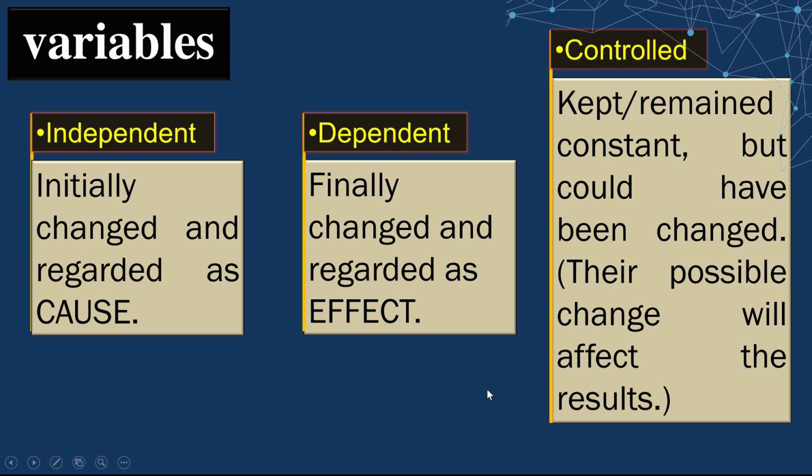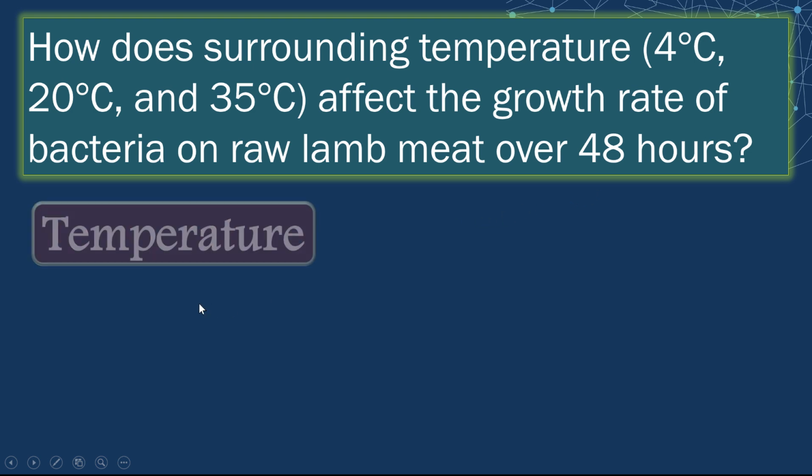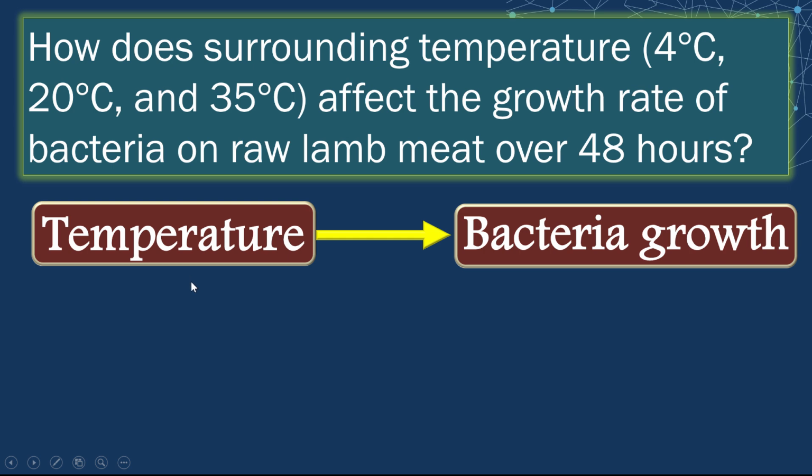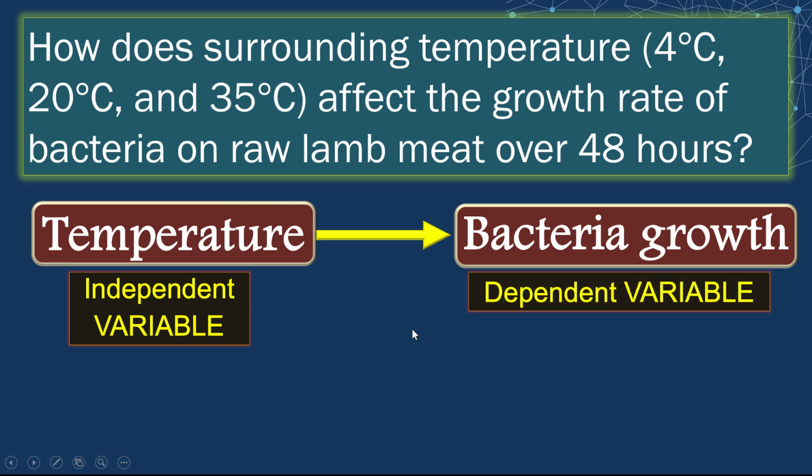Let's go over a few examples and learn them in practice. It's a biology research question. How does surrounding temperature, let's say 4 degrees Celsius, 20 degrees Celsius, and 35 degrees Celsius, affect the growth rate of bacteria on raw lamb meat over 48 hours? Here we have the temperature which will affect the bacteria growth. Temperature is regarded as the independent variable, and the bacteria growth will be the dependent variable.